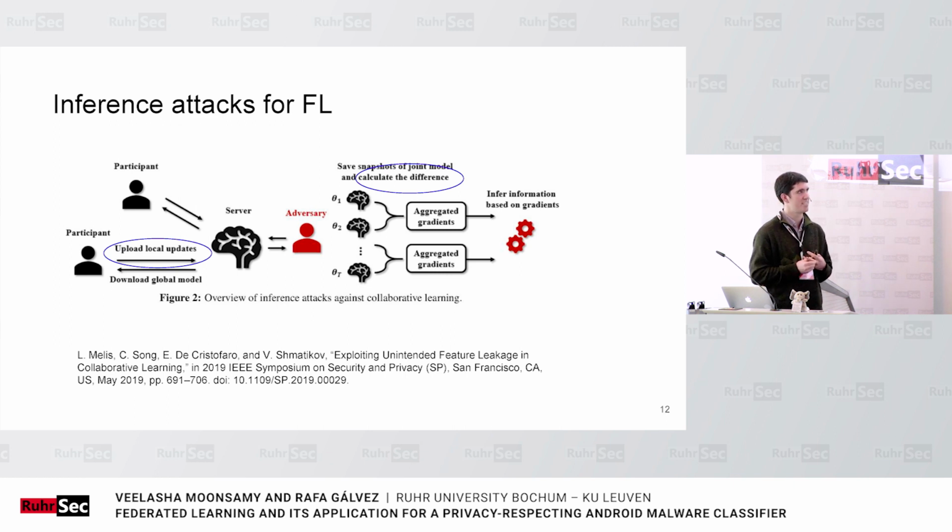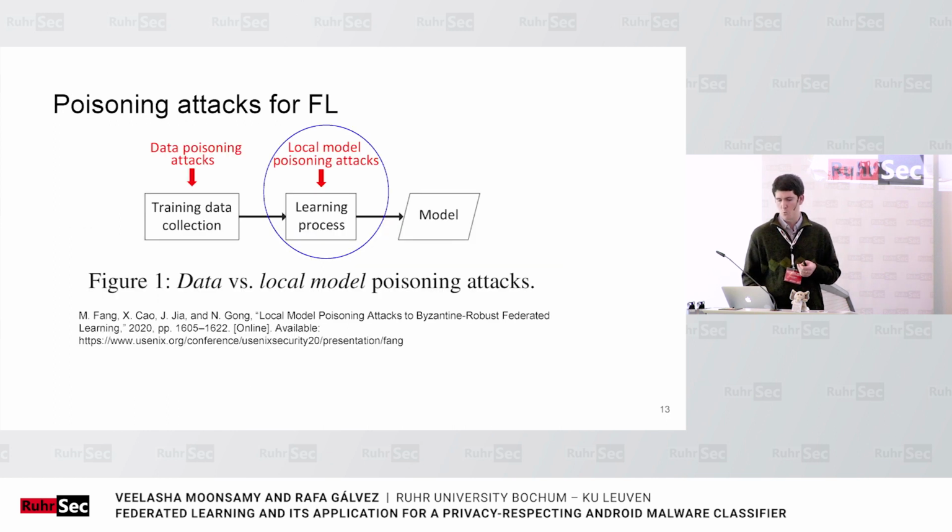For poisoning attacks, this is actually a security attack. So you can break performance. You can do it in two ways. Normally, in a centralized model, we care about data poisoning. So somebody breaks into my database and poisons my database. And so now it says all my data is clean data, clean apps.